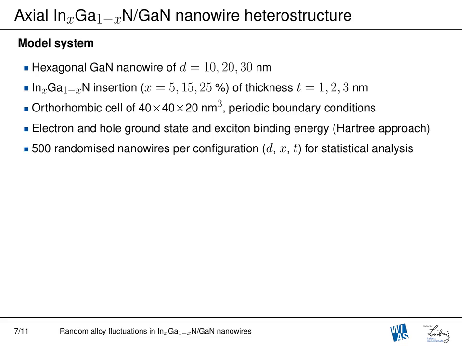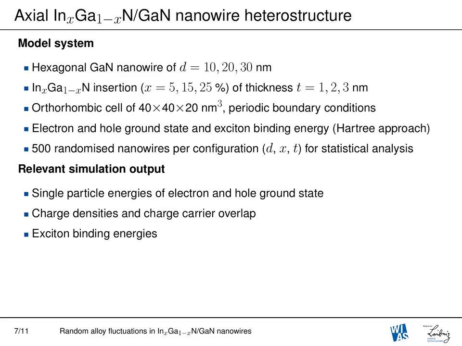We then compute the electron and hole ground state and the excitonic effects via a self-consistent Hartree approach from our 8-band K dot P model, and per configuration with respect to wire diameter, indium content and insertion thickness, we have computed 500 randomized nanowires for a statistical analysis. The relevant simulation output is then the single particle energies of electron and hole ground state, the charge densities and the charge carrier geometrical overlap, which gives us some idea about the recombination properties. And also we will have a more detailed look at the exciton binding energies.